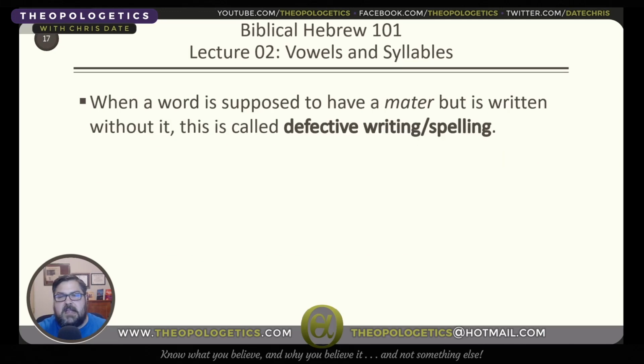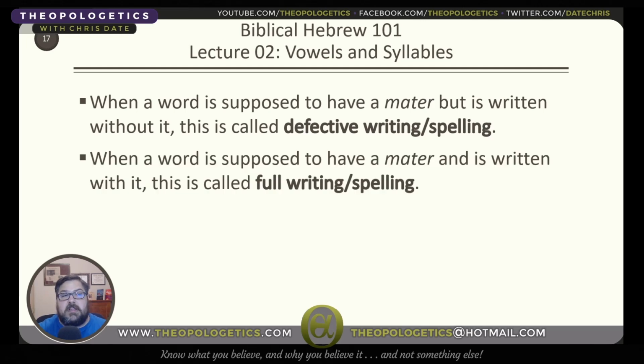And you'll learn this as we go through the nekudot. When a word is supposed to have one of these vowel letters or maters, but is written without it, this is what's called defective writing or defective spelling. When a word is supposed to have a mater or a vowel letter and is written with it, that's called full writing or full spelling. So when you encounter the phrases defective writing or spelling and full writing or spelling, what it's referring to is either the presence or lack of an expected vowel letter or mater lectionis.